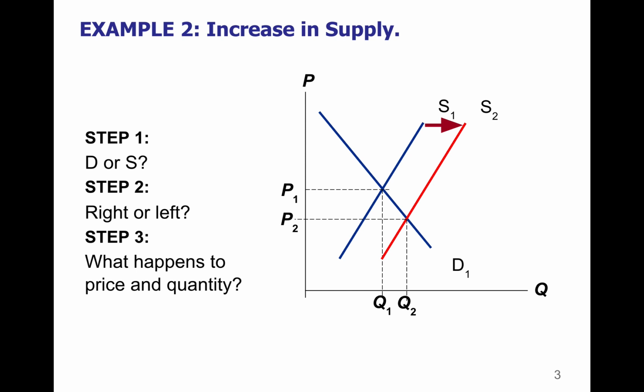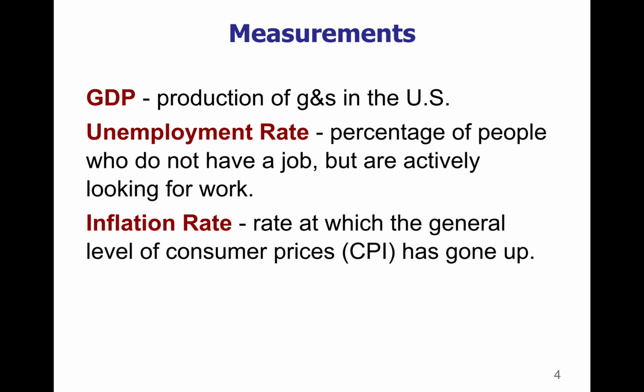We also in the fall talked about macro measurements. These are ways that we measure the economy. Gross domestic product is the main way that we measure how many goods and services we're producing within the United States. Remember, they don't care if it's made by American citizens or American companies or foreign citizens. They just want to know within the borders of the US, how much stuff are we producing? We also talked about the unemployment rate, which is a percentage of people who currently do not have a job but are actively looking for one.